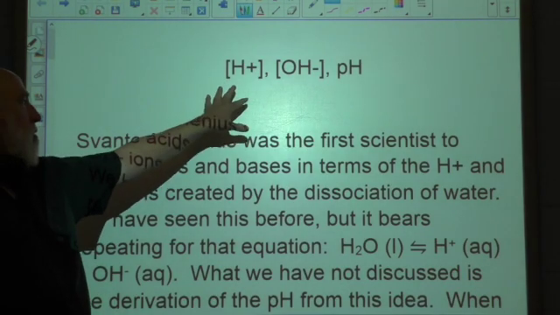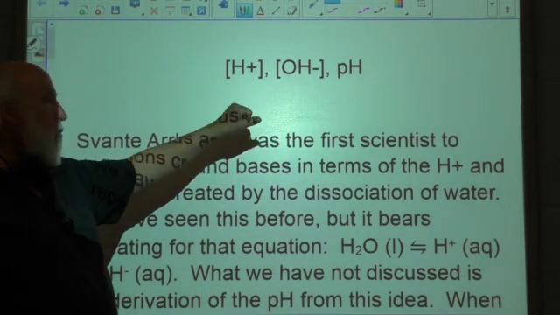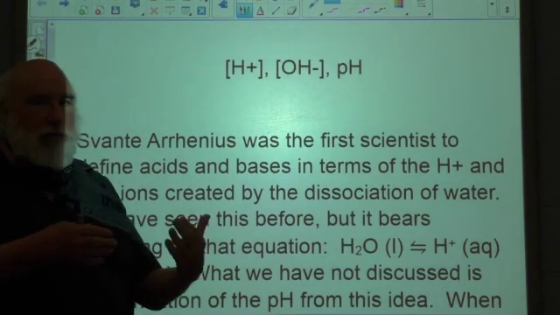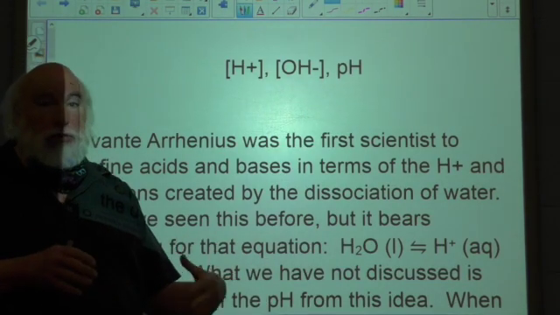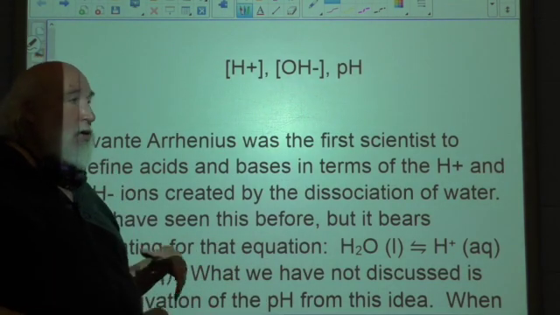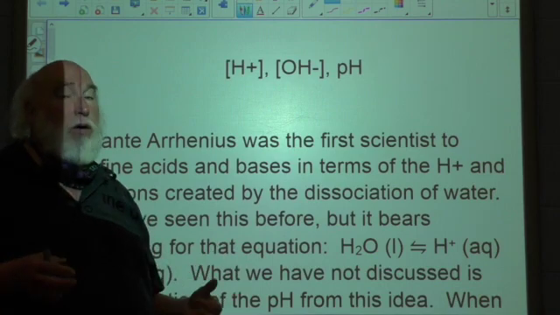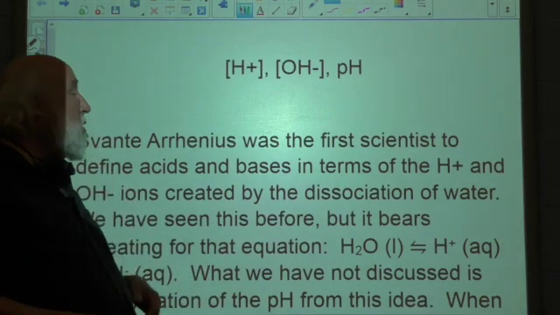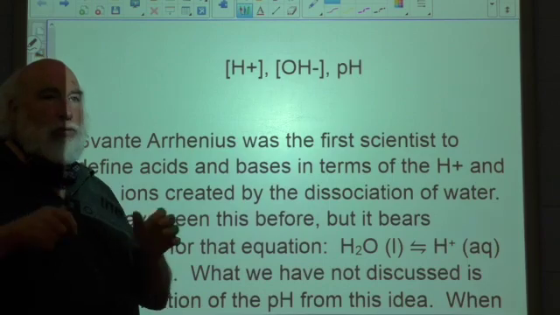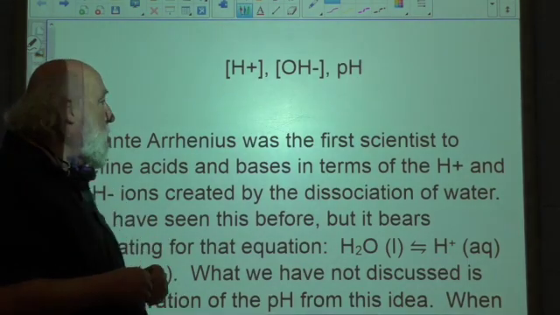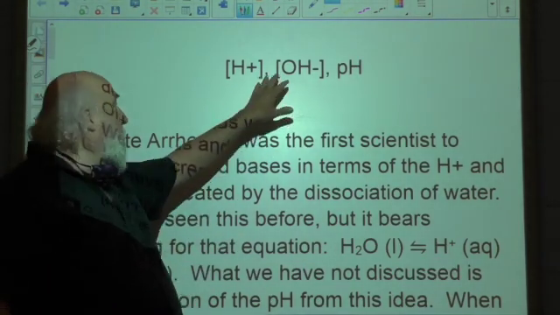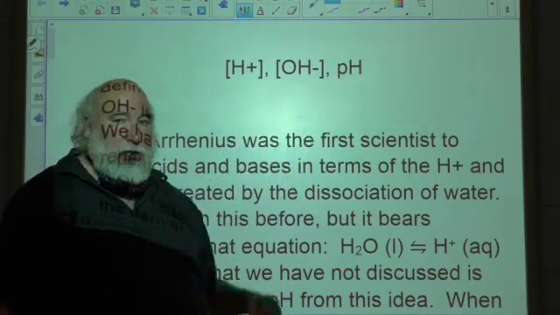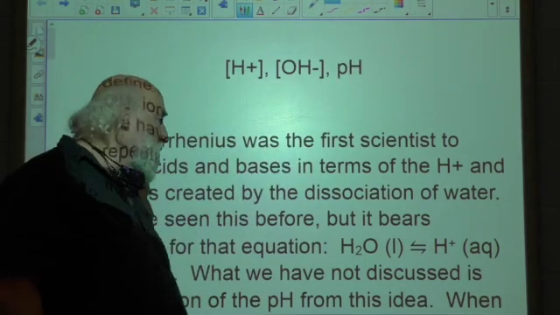Concentration of hydrogen, these brackets mean concentration. Concentration means the amount of moles of solute, the stuff being dissolved, divided by the number of liters of solvent, the stuff doing the dissolving. So capital M we use to symbolize moles per liter, and you're going to see that a lot. Concentration of hydroxide, and then pH, and we're going to get into what that means momentarily.